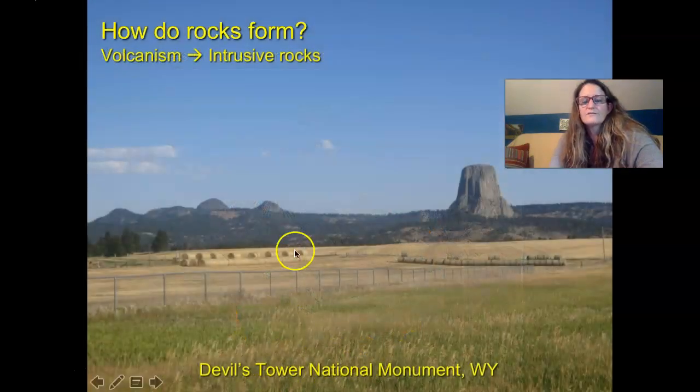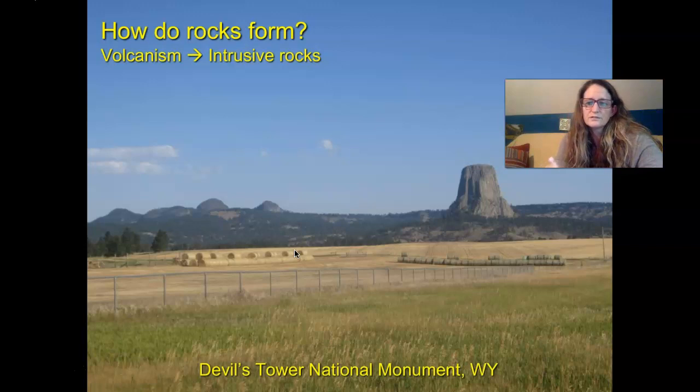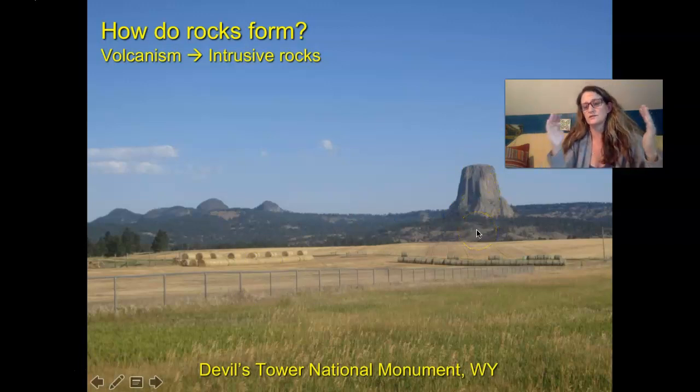We also have volcanic rocks. So volcanic rocks can be intrusive and extrusive. If they're intrusive, it means they formed inside the ground and they intruded into the country rock, or the rock that was already there. This is Devil's Tower. This is an old volcanic neck. So it's like the interior plumbing of an old volcano.